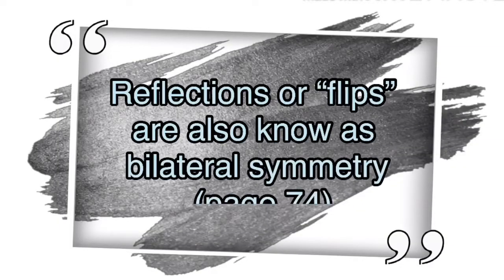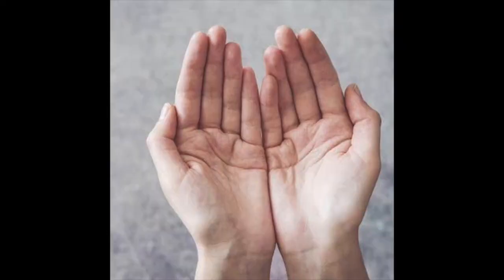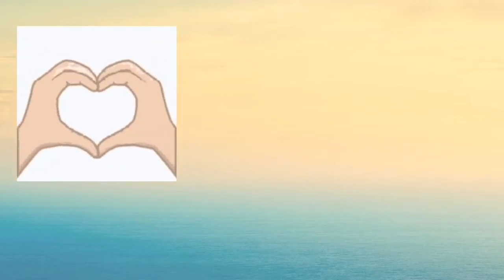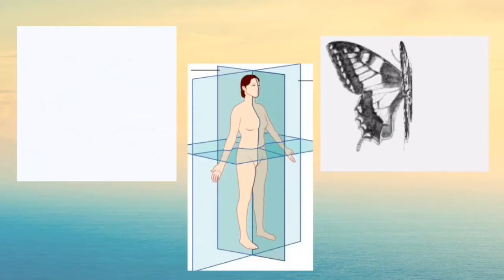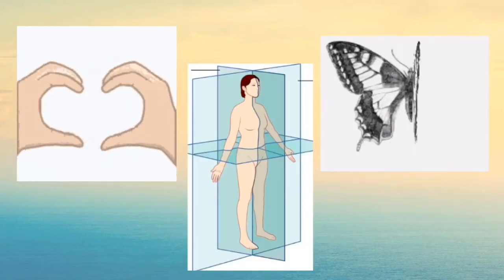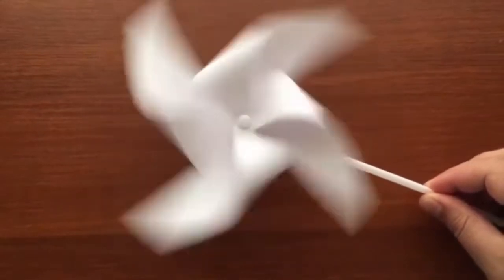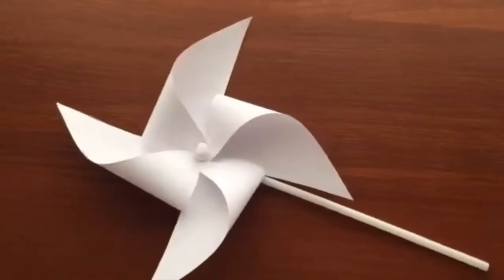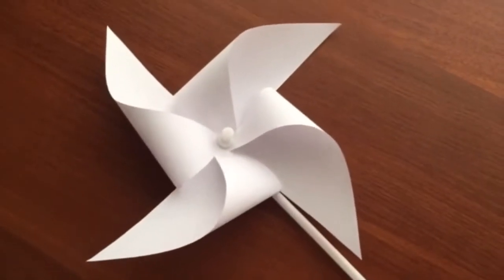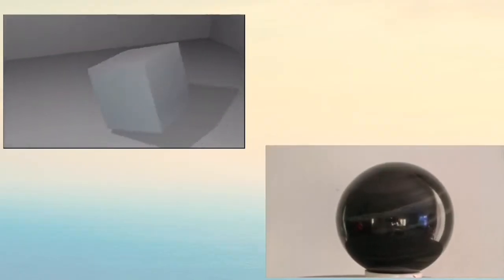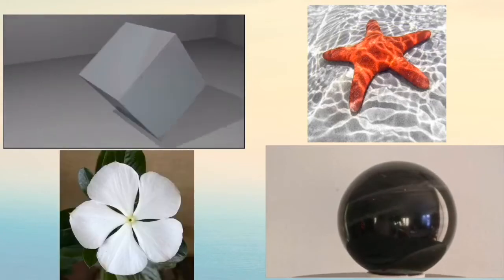Reflections or flips are also known as bilateral symmetry. It simply is a mirror effect, or when one object is reflected across a plane to create another instance of itself, like the shape of a heart, a butterfly, or even the human body. Meanwhile, turns or rotational symmetries occur when you get the exact same image of an object when you spin it at 180 degrees. These occur in shapes like squares or circles, or in natural things like starfishes or flowers.